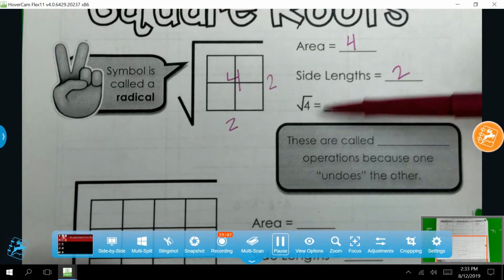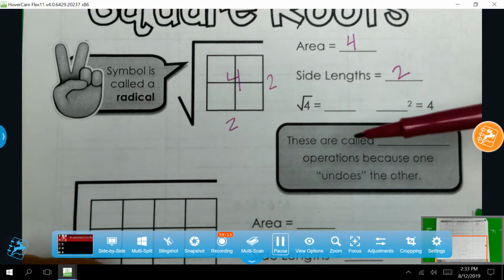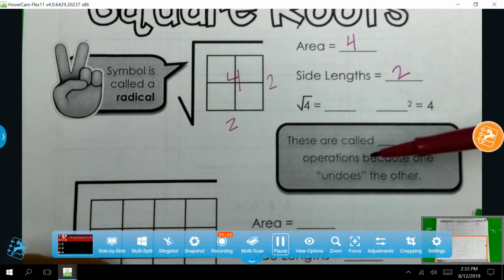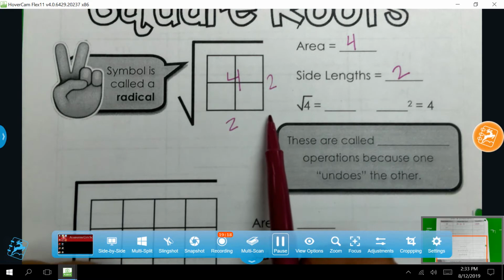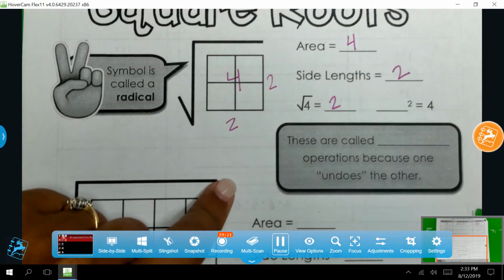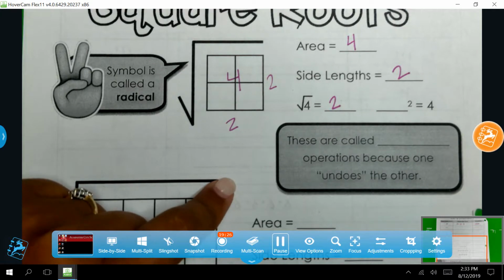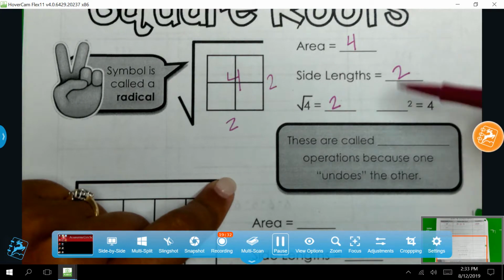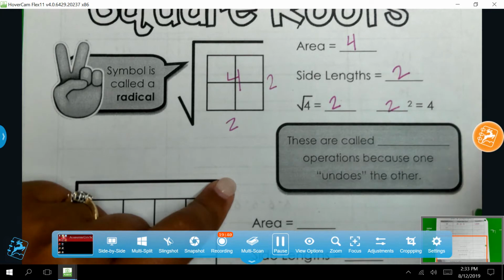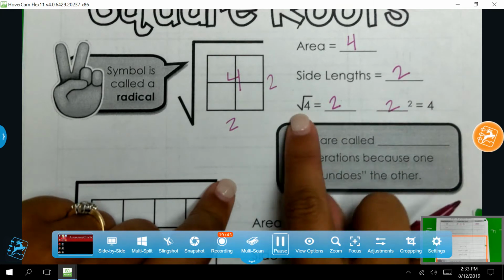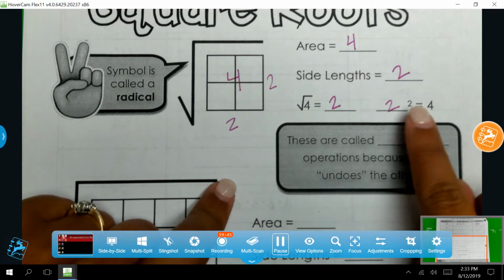So if I have the square root of 4, I want to know what that is. The square root represents the length of the side of a square. So what is the length of the square? 2. So the square root of 4 is 2. The square root represents the length of a square. So now if I want to figure out this blank, what raised to the 2nd power would give me 4? Right, 2. So if I have 2 squared, that gives me 4.